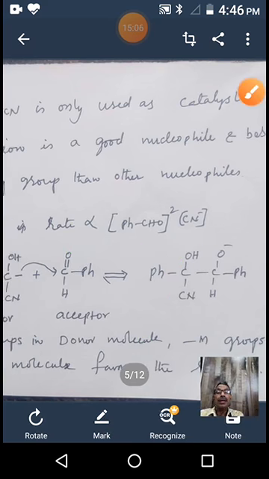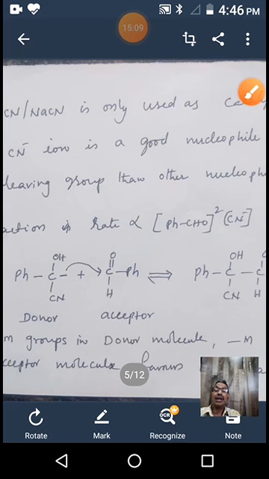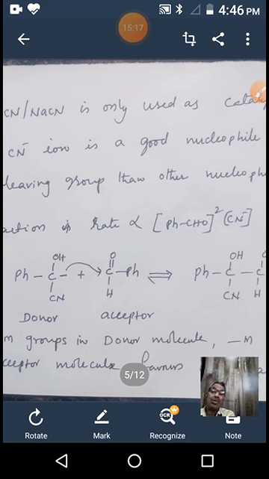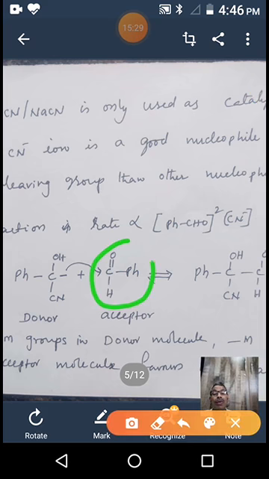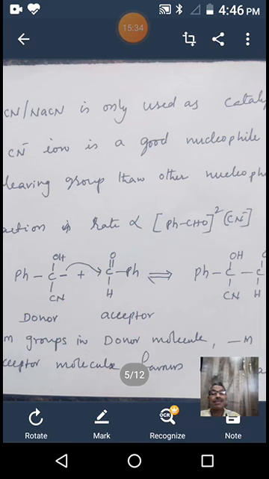Okay. Then, in this reaction, as we already discussed, one molecule is a carbanion, which acts as donor. Why? Because it is electron donating to another molecule of benzaldehyde. That's why it is donor. Another molecule is accepting electrons from the other molecule. That's why it is an acceptor. It is a donor in terms of electrons.